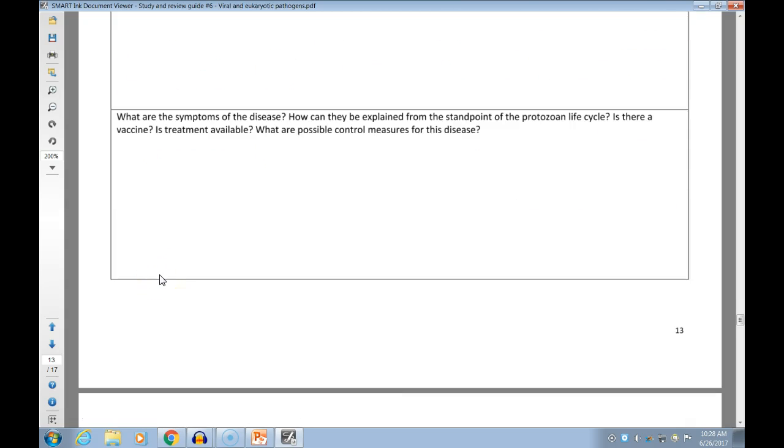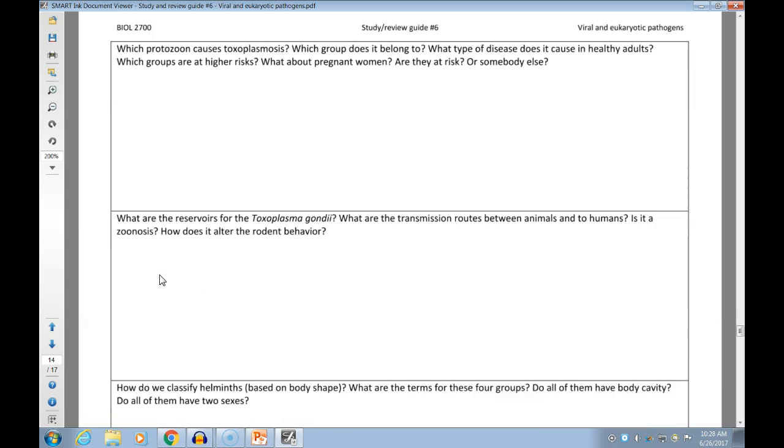Symptoms: fever, chills, malaise, hepatosplenomegaly. Every time there is an exit of merozoites from the liver, you have symptoms. Vaccine, no. Treatment available, yes. Control measures: vector control. Toxoplasma gondii, Apicomplexa: in healthy adults, it's pretty much none. Vulnerable groups: infants and immunocompromised. Pregnant women themselves do not develop the disease, but babies do.